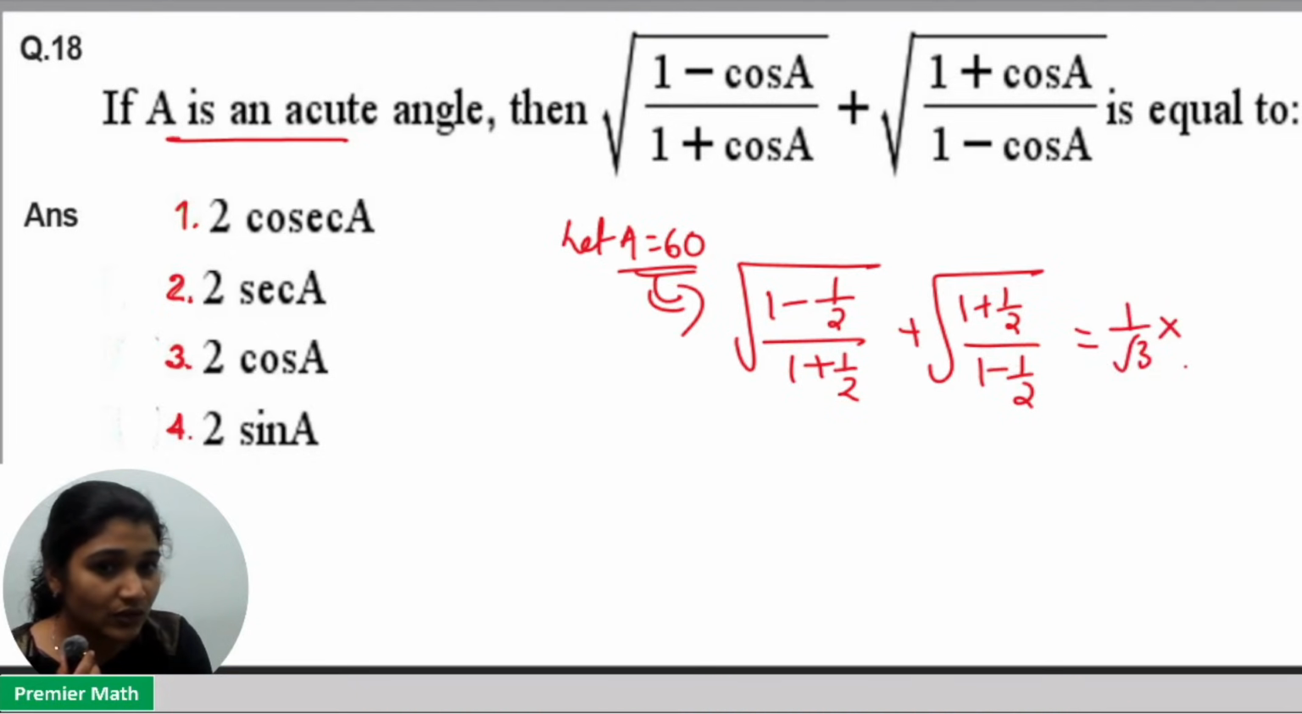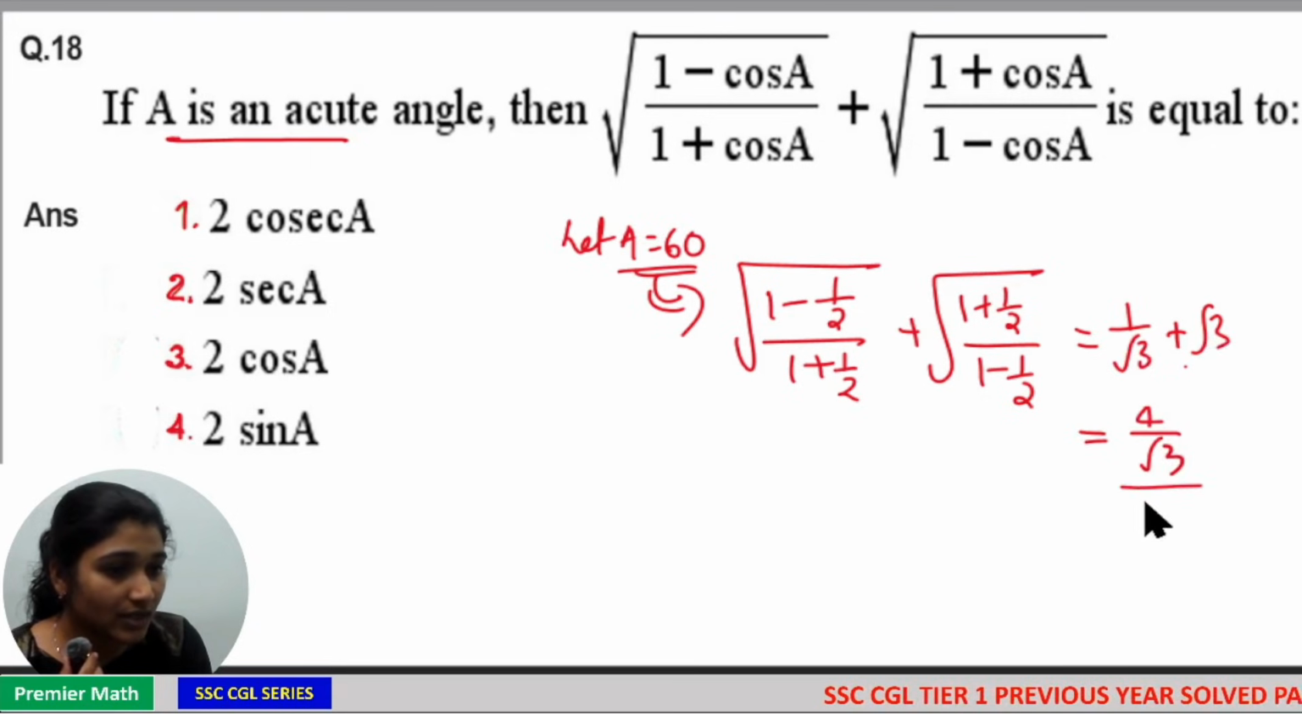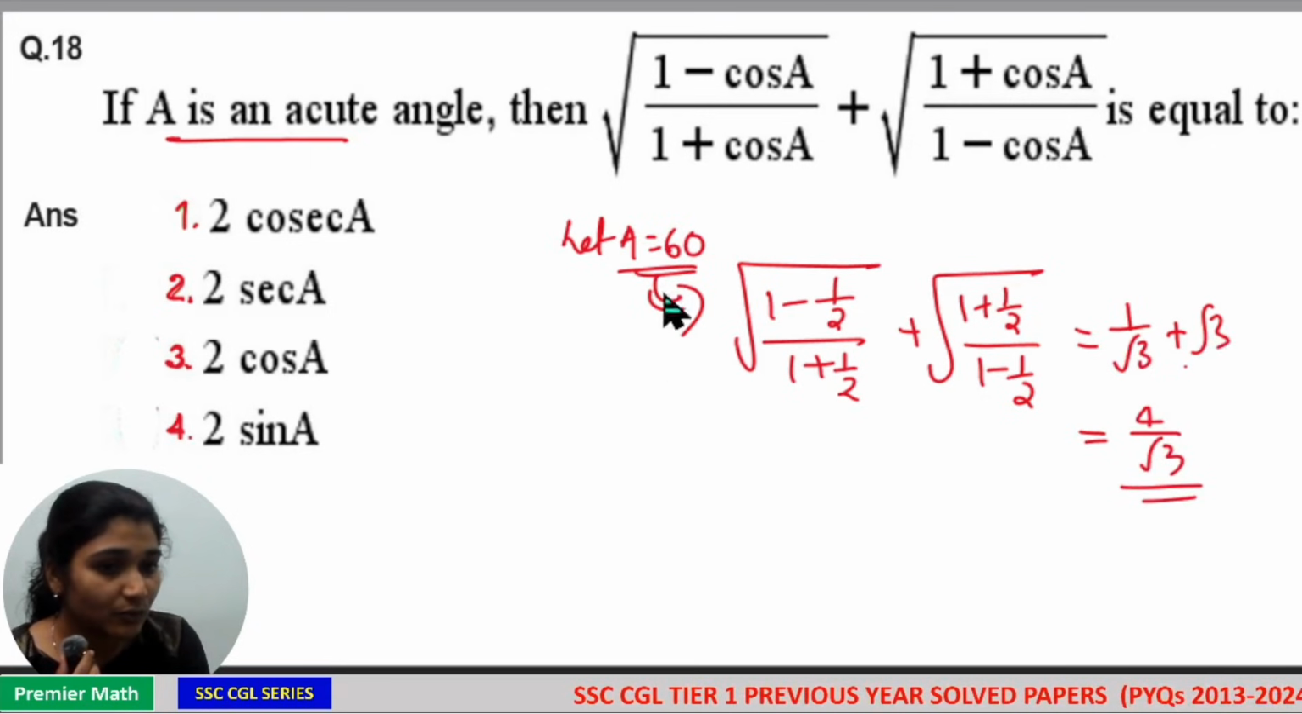Then the inverse of this is root 3. So this will become plus root 3. Root 3 into root 3 is 3. 3 plus 1 is 4. 4 by root 3 is the value of this expression when you put A as 60 degrees.